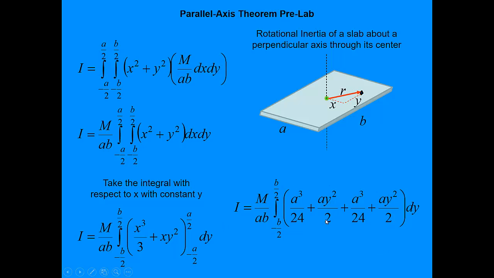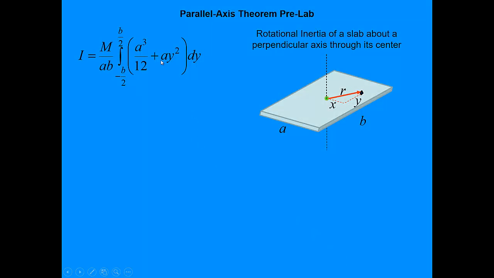It's doable. Now we're going to combine like terms. A cubed over 24 and a cubed over 24 would be what? A cubed over 12. Ay squared over 2 and ay squared over 2 would be ay squared. Right, and there we go. There's like terms. Now it's a little more straightforward.